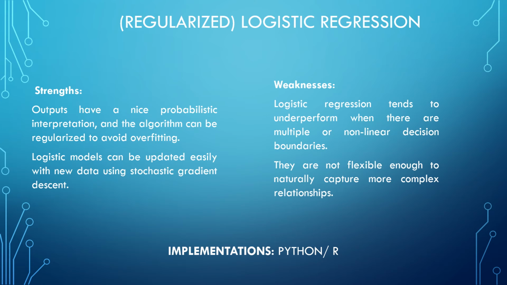Weaknesses: logistic regression tends to underperform where there are multiple or nonlinear decision boundaries. They are not flexible enough to naturally capture more complex relationships. Implementation: Python or R.